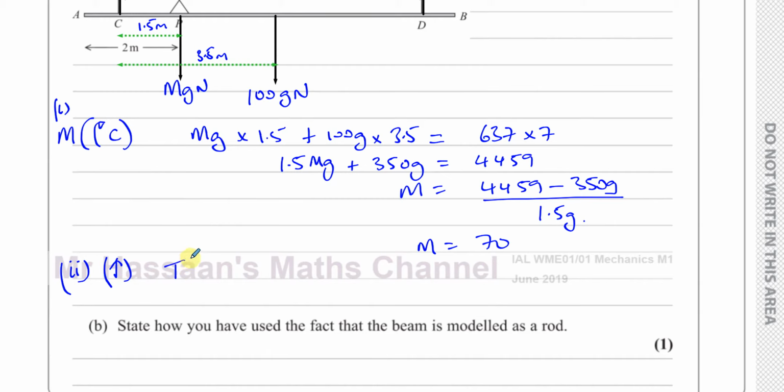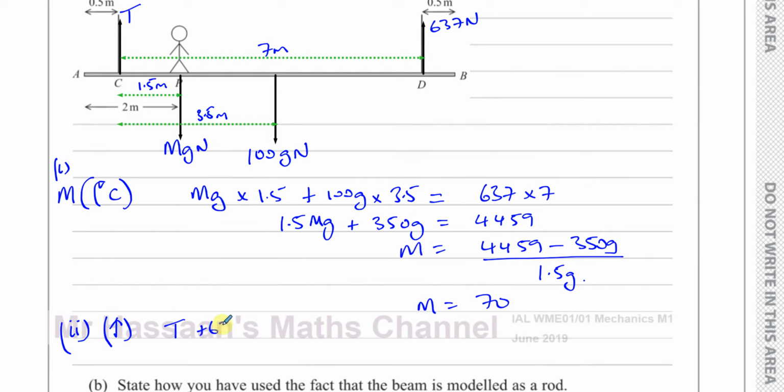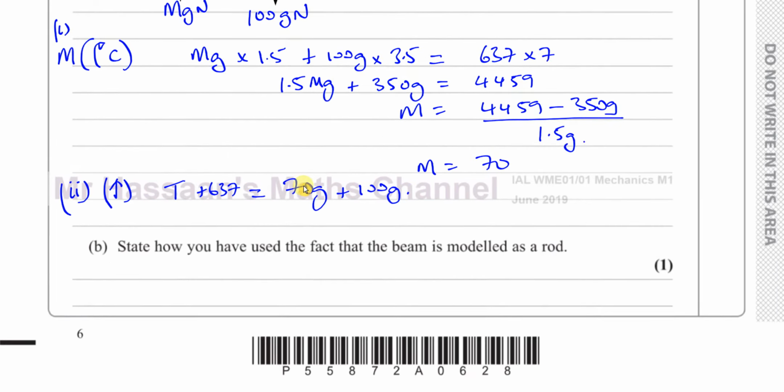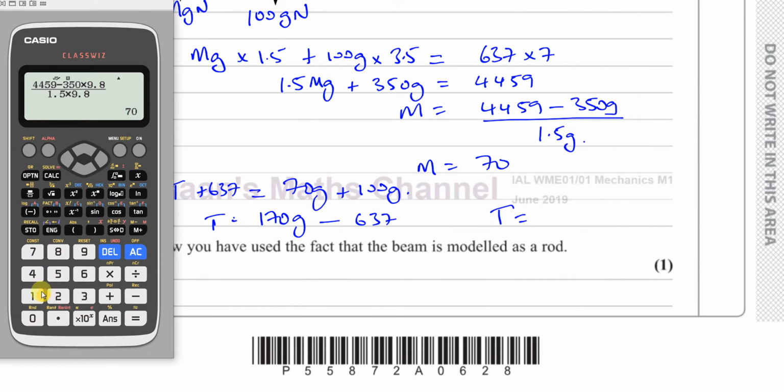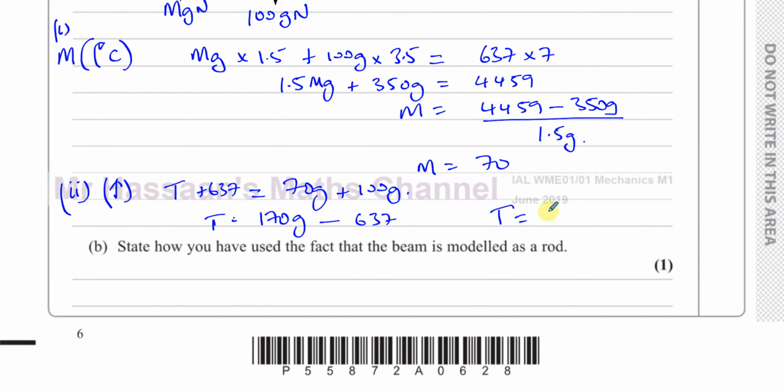So we can say T, which we have to find, plus 637 is equal to mg, which we know now, m is 70, so it's 70 times g plus 100g. That's 70 plus 100g, so 170g. So we can say T is going to be 170 times g minus 637. So therefore T is equal to 170 multiplied by 9.8, take away 637. That gives us 1,029 newtons.